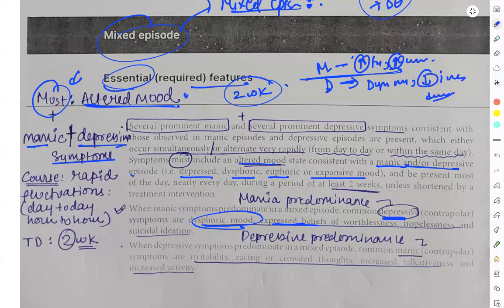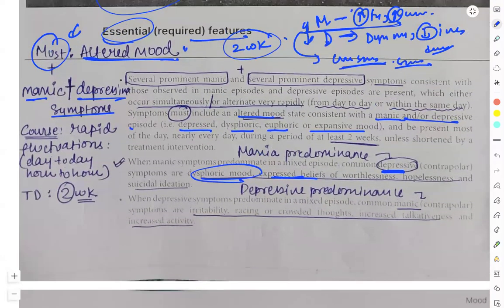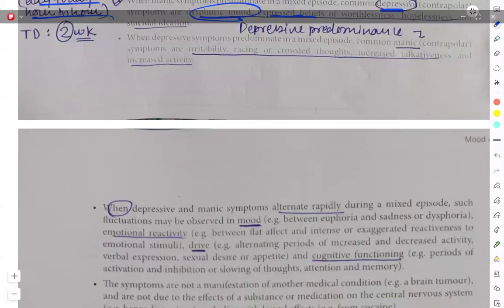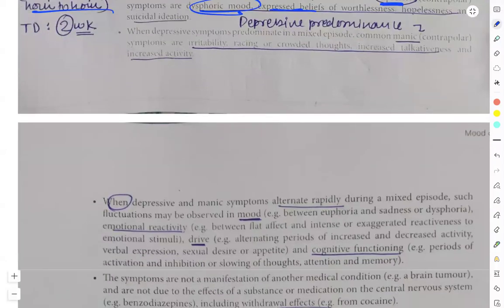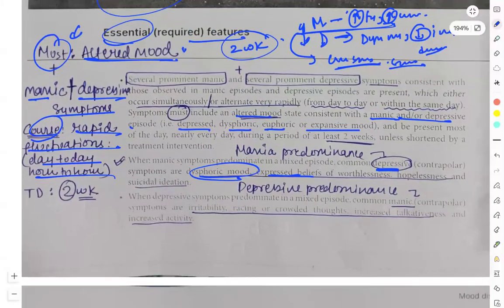And even, well, mixed episode can also be characterized by having crying spells. All right. So a lot of things can be present simultaneously, or they can also be present with a fluctuation. For example, course is rapid fluctuation, day-to-day fluctuations might be present, or hour-to-hour fluctuations might also be present in this patient. Okay. So total duration is 2 weeks in this case.